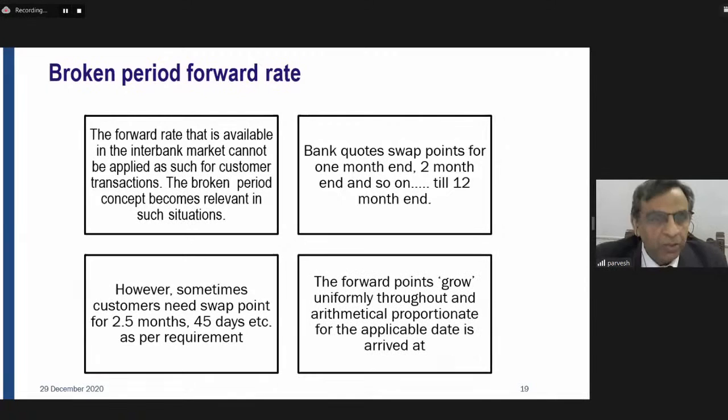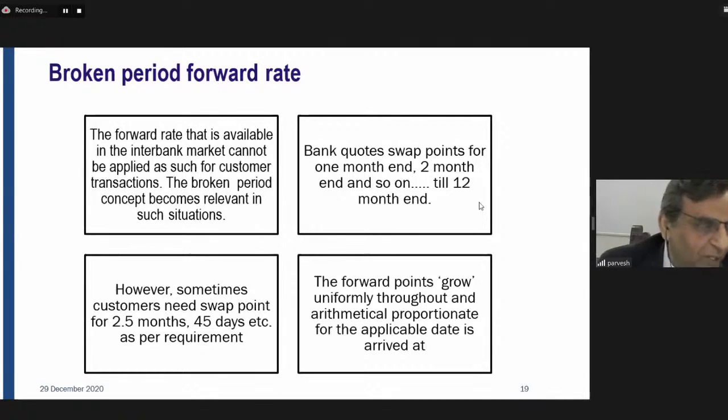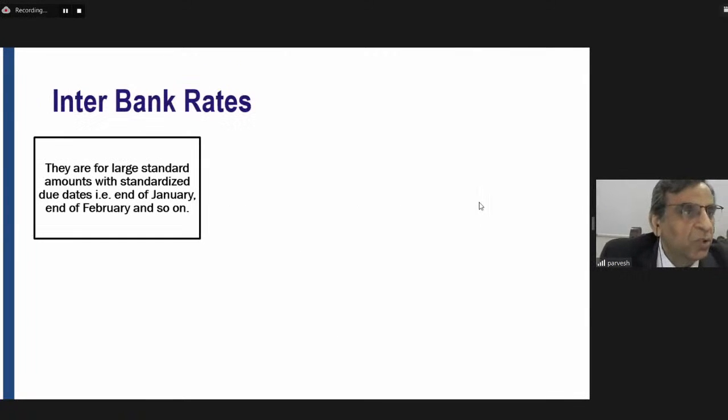Here, the presumption is that the forward points grow uniformly throughout, and an arithmetical proportion for the applicable date is arrived at. This is a very important assumption: the forward points grow uniformly throughout, and an arithmetical proportion for the applicable date is arrived at. We'll soon understand what it means through a very simple question which we'll be solving. If you have some apprehensions about what is written, you will find it is simply a mathematical game. Before we do that, let's understand what interbank rates are first of all.